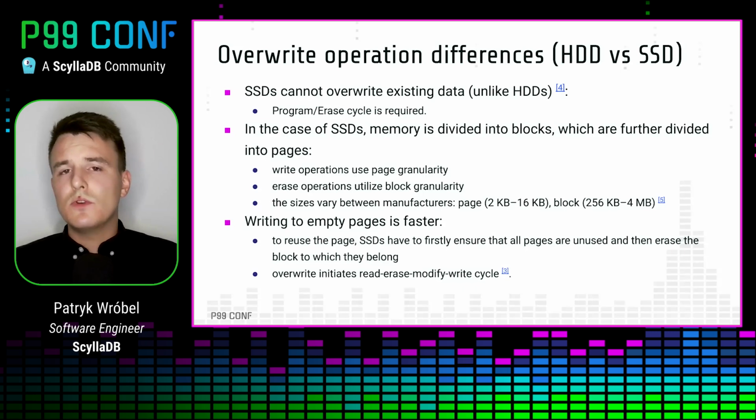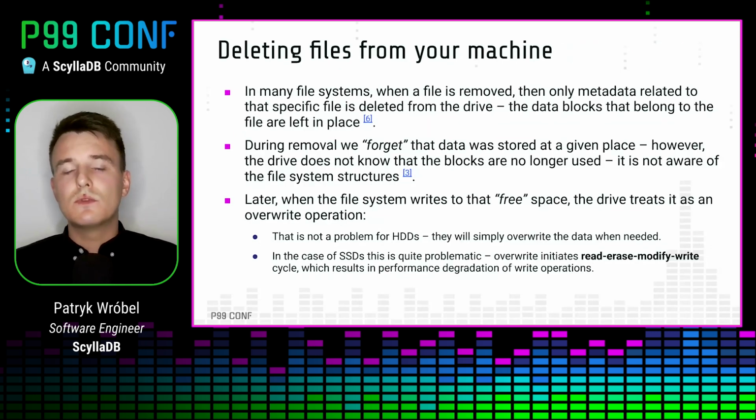Another important piece of context to properly understand the problem is the way removal of files from your machine works. Many file systems remove only the metadata related to a file when the file is deleted. So the actual data that was stored inside of a file is not touched and is not removed from the drive. We may simplify and say that the file system forgets that something was written somewhere and starts treating that space as an empty space. However, later, when the file system tries to write to that space that it considers empty, the write operation might effectively become an override operation.